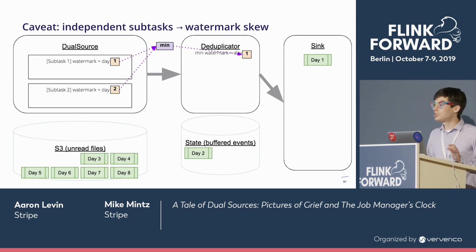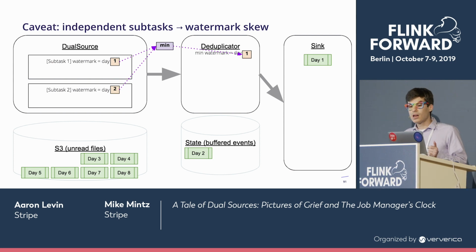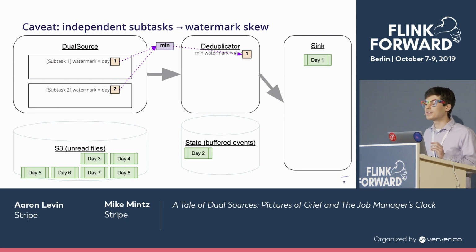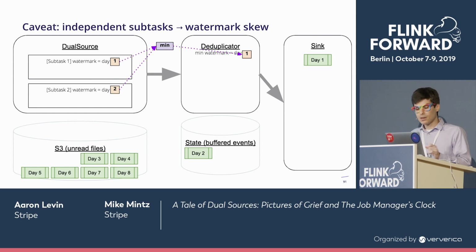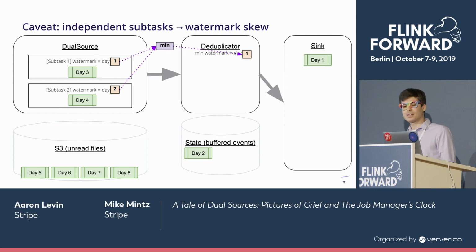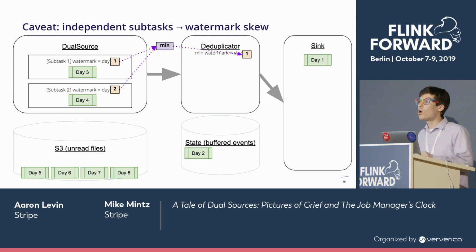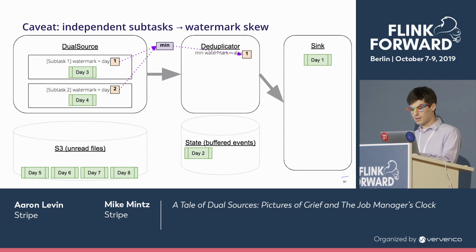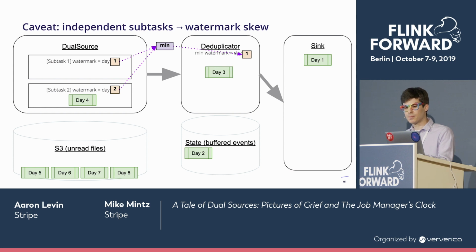So that's not too bad, just buffering up 1 day's worth of events. But let's see how this progresses when the second subtask is very slow, maybe because one of the S3 files that we have was unusually large. So first, each subtask takes its next assigned file, day 3 for subtask 1, and day 4 for subtask 2. This time, only the first subtask makes progress, so the ledger events start to get processed in the deduplicator operator.